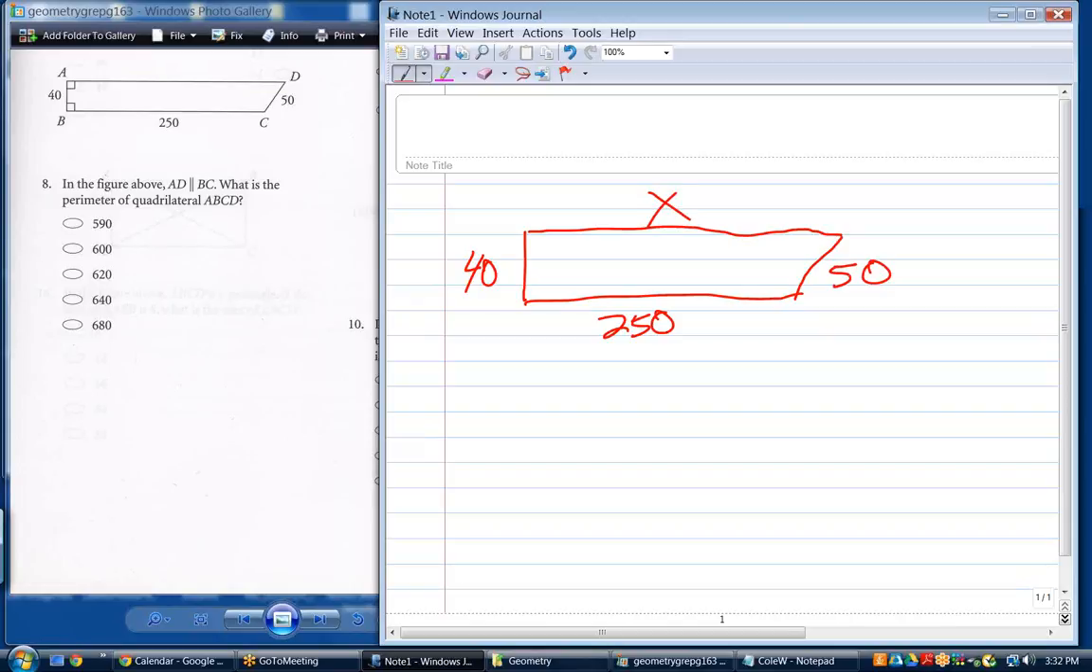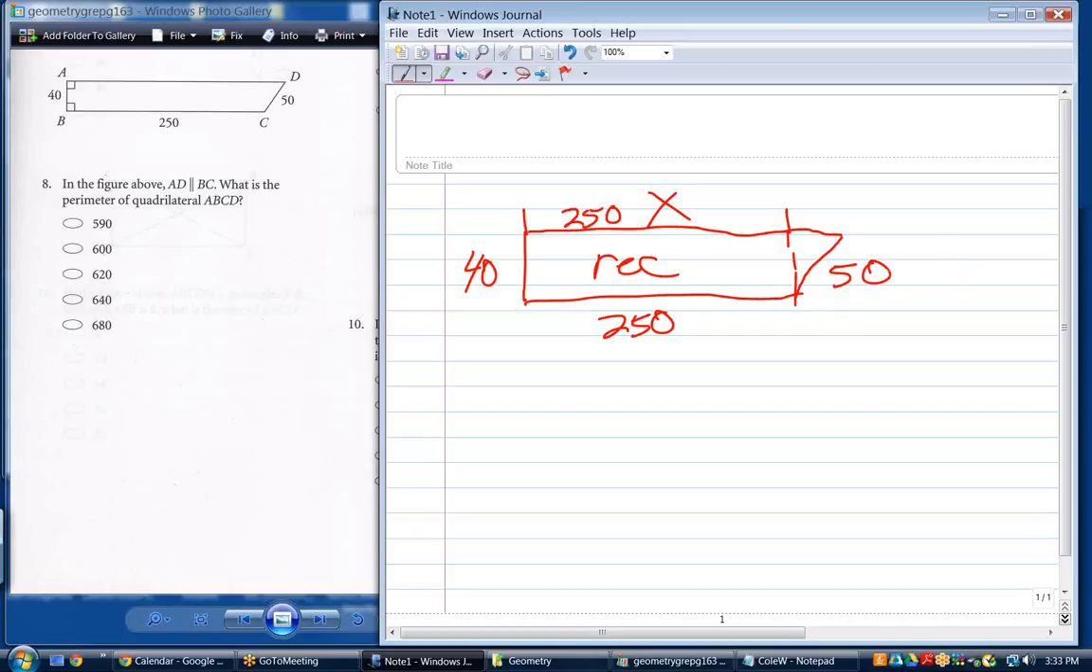How are we going to do that? I'm not sure. Well, frequently with a lot of geometry problems, you have to draw additional lines. In other words, if I drop a vertical right there, then this is a rectangle. And I know the distance from here to there has to be 250.